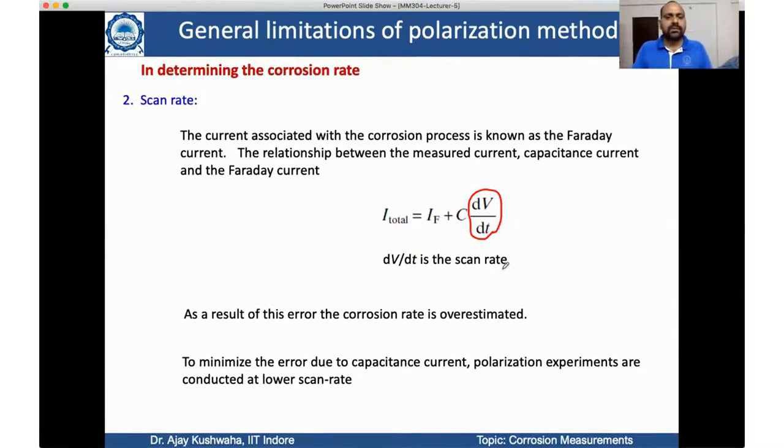As a result of this error, the corrosion rate is overestimated. To minimize the error due to the capacitance current, polarization estimates are conducted at a lower scan rate, right?